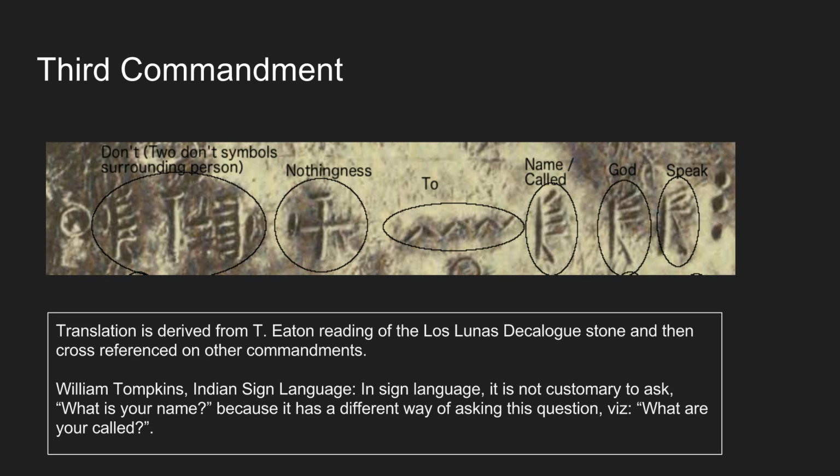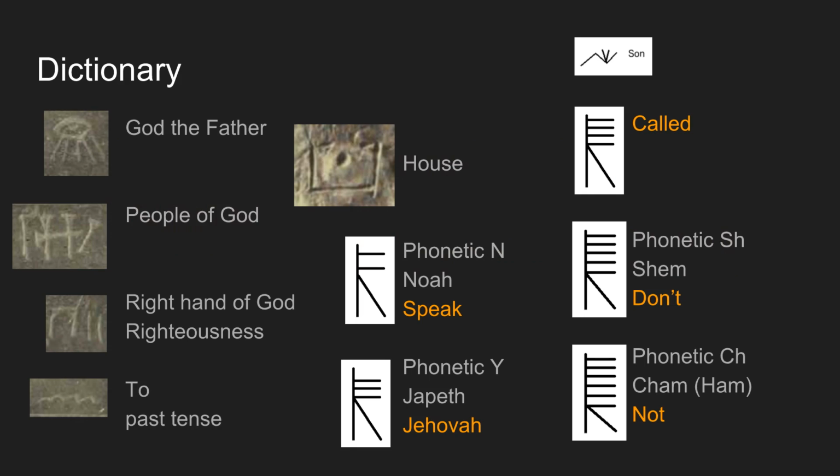I've cross-referenced that to other commandments, and it seems to fit quite nicely there. In fact, I've cross-referenced it to other tablets and other writings within the Michigan tablets, and it is a common symbol used here. I'd also like to point out that it's in William Tompkins' Indian Sign Language. He basically said it's not customary to ask, what is your name? Because it has a different way of asking this: what are you called? So named or called are the same word. I've been told by several people that Spanish is the same way. So now I'm adding to my dictionary here. I've got a value for called, and don't, and not, and Jehovah, and speak. And these will prove to be very helpful as we continue on.